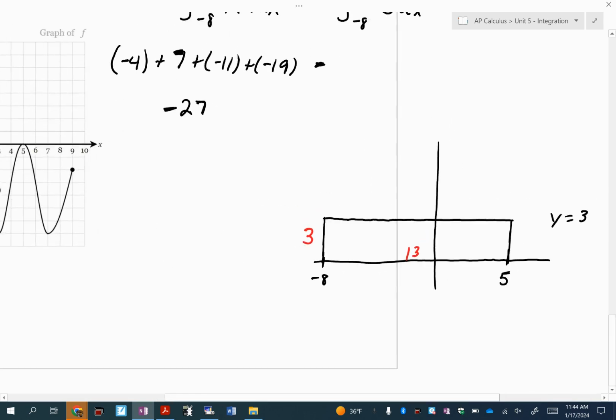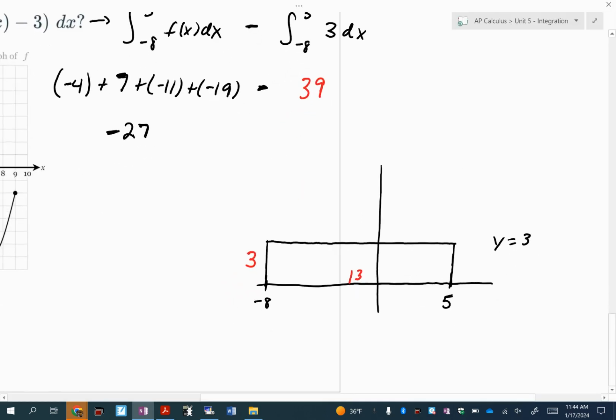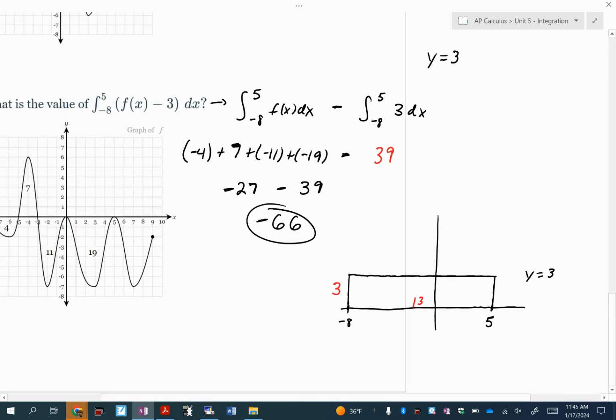39. Now be careful here, right? I'm putting 39 there because that is my area, but notice what operation is happening before it. I'm subtracting, so it's minus 39. So negative 27 minus 39 is going to be a negative number still. What is negative 27 minus 39? Negative 66. And that's how you do number 4.